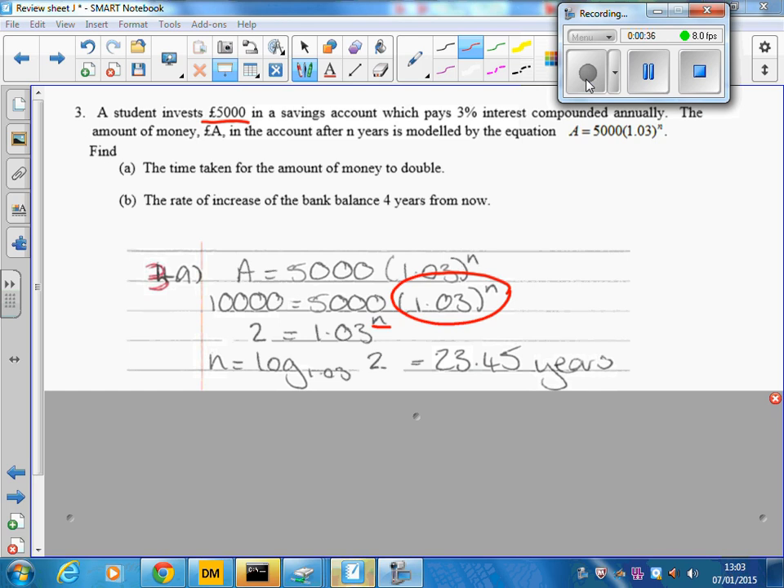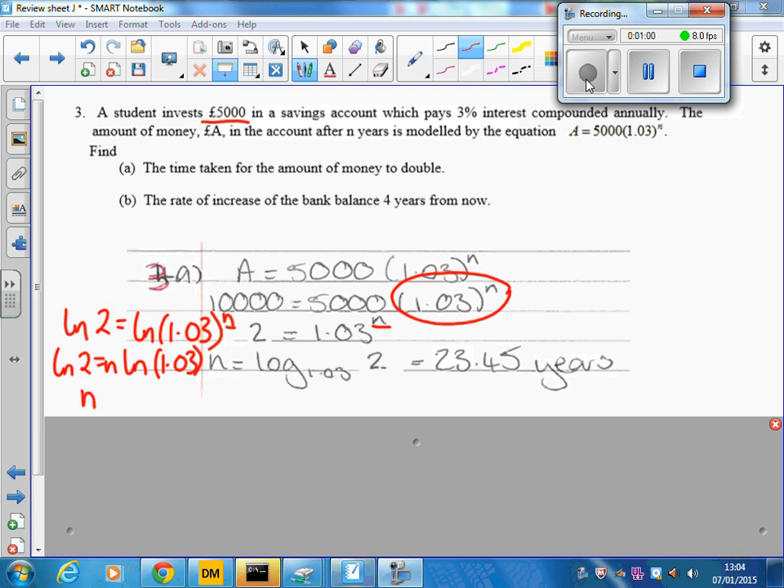You might have chosen to learn it, and that's fine if you did. So you might have done ln 2 equals ln 1.03 to the n. Then, of course, you could bring that n down the front, so I've got ln 2 equals n ln 1.03, and dividing both sides by ln 1.03 will give you the same answer there. So you would get n equals ln 2 over ln 1.03.